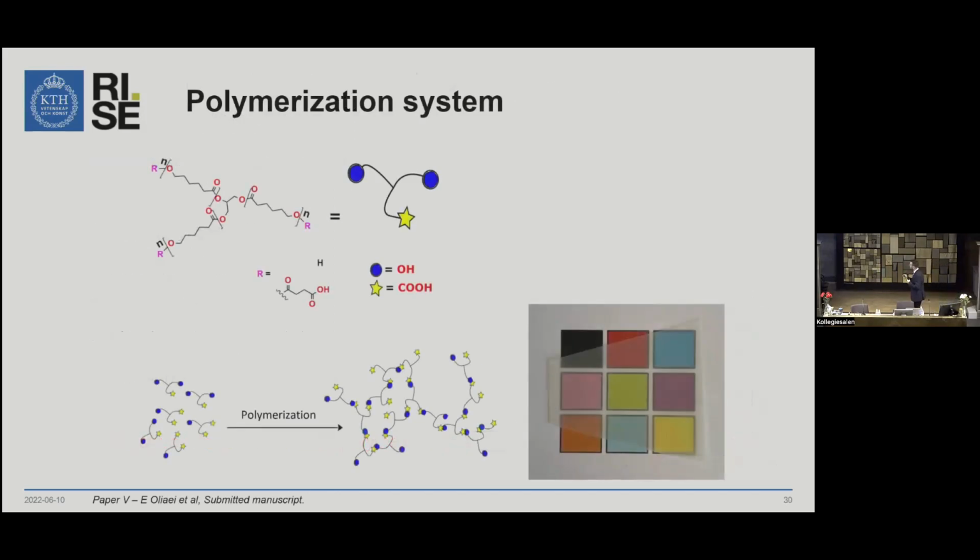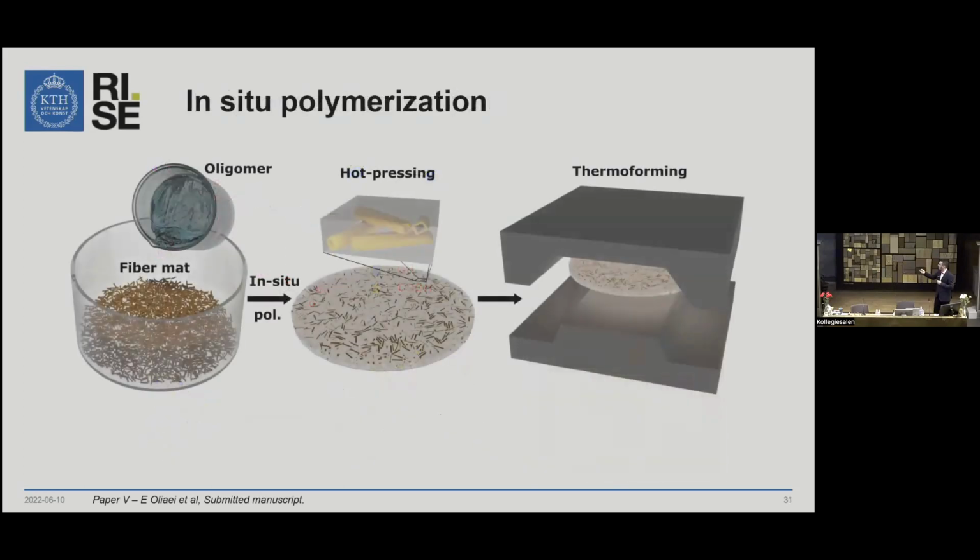We overcome this issue by synthesizing 3-arm caprolactone oligomers of double functionalities, hydroxyl group and carboxyl groups. And this can be polymerized. This polymerization is not sensitive to water. And this creates a semi-cross-linked polymer. And we were able to hot press and shape this into a thermoplastic film, as you can see. We impregnated the fiber mats or MFLC mats with the oligomer. We did in-situ polymerization and hot pressing. And we could also do thermoforming for the shaping.